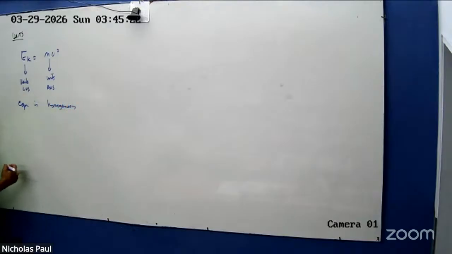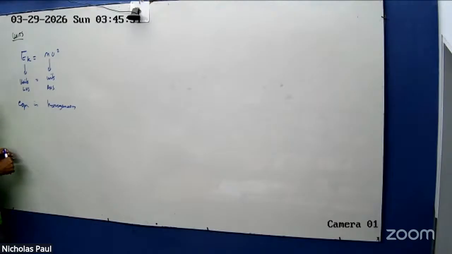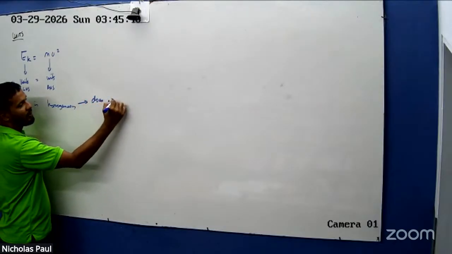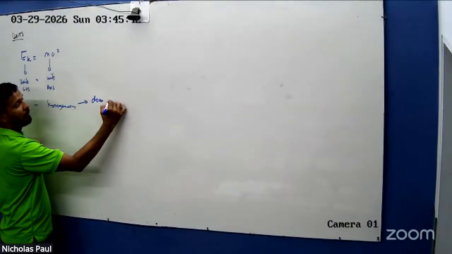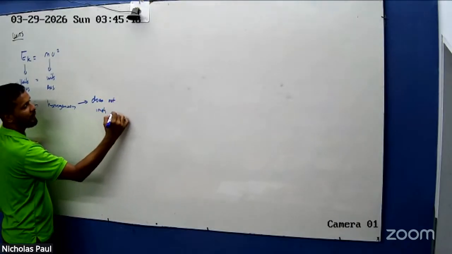How do we know if it's homogeneous? It is if the units on the left and the right are equal. Does it mean that the equation is right? No. The equation could be wrong, but the units on the left and the right are the same. So homogeneous does not imply accurate.